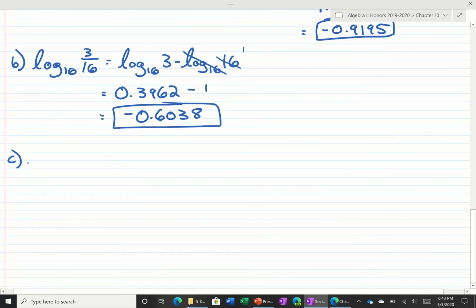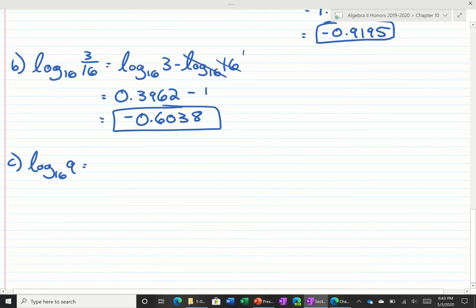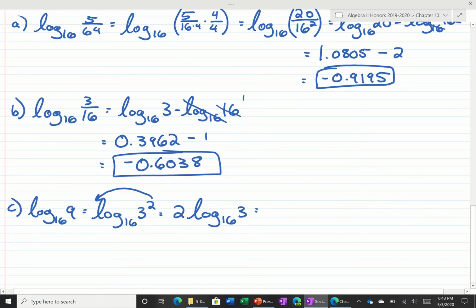Two more. How about the log base 16 of 9? Well, we have to try to figure out, how do we get 9 from 3, 16, and 20? Well, 9 is just 3 squared. So we could actually bring that 2 down using the power property and write 2 times the log base 16 of 3. And the log base 16 of 3, I told you, was 0.3962. And if you type that into your calculator, you will get 1.1886.